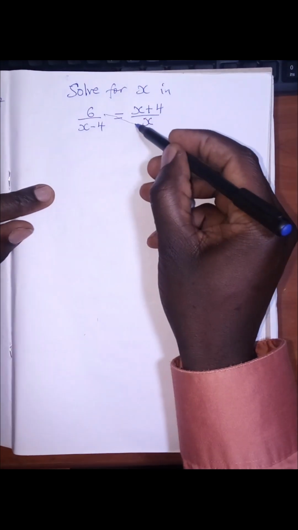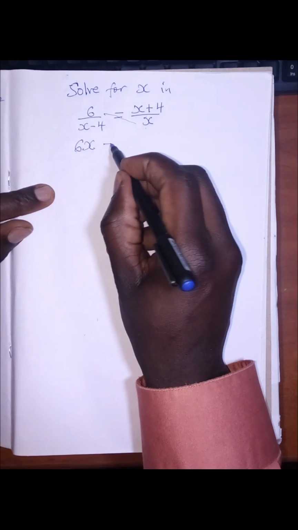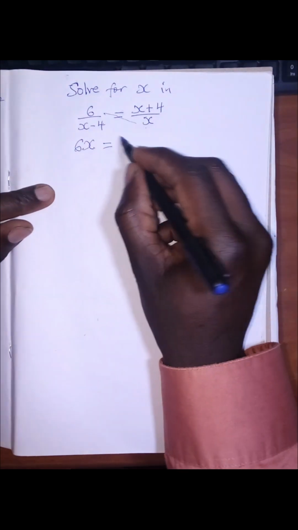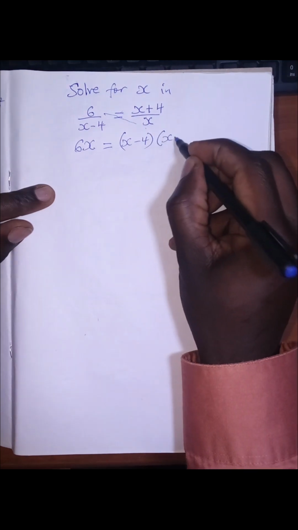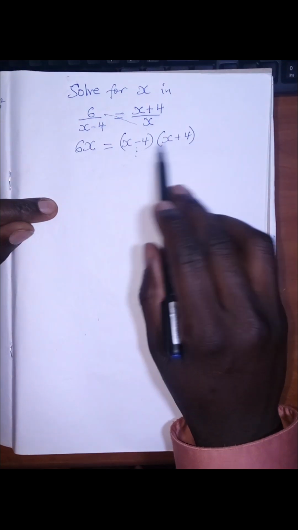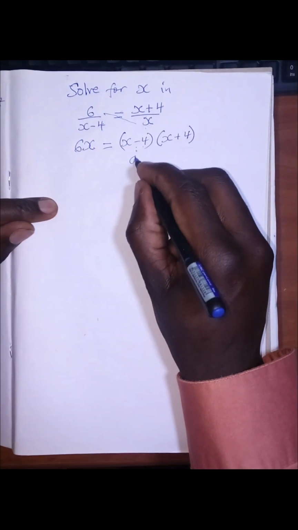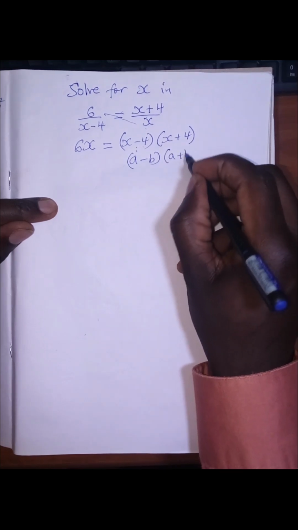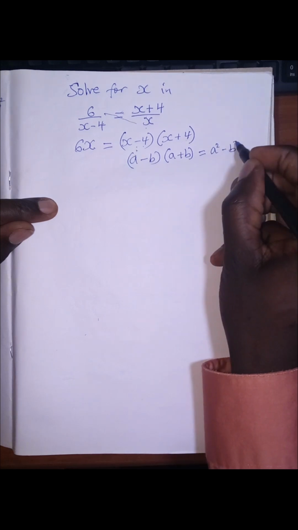We cross multiply 6 times x. We have 6x is equal to, again we cross multiply the other opposite side, so x minus 4 multiplied by x plus 4. On the right hand side, this is actually a difference between two squares. So we are going to use the identity a minus b multiplied by a plus b, which is equal to a squared minus b squared.